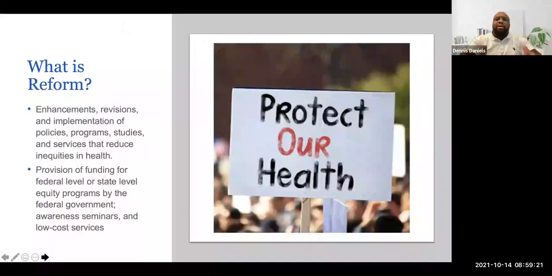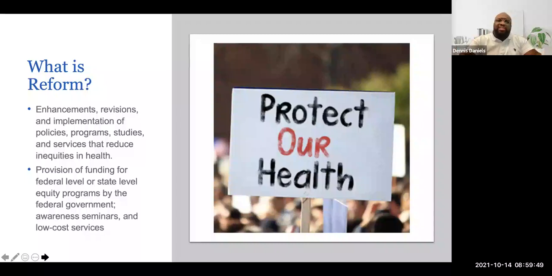So first of all, when I'm talking about reform, generally speaking, what I'm describing are enhancements, revisions, and implementation measures of either policy, programs, research projects, or the implementation or providing of services that can reduce inequities in health in our society.